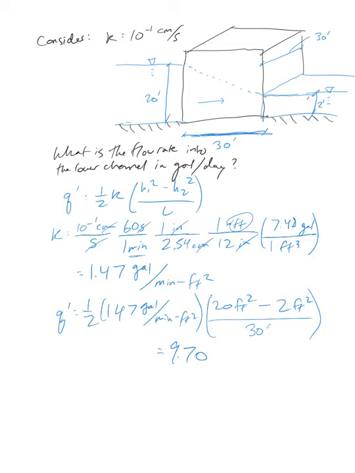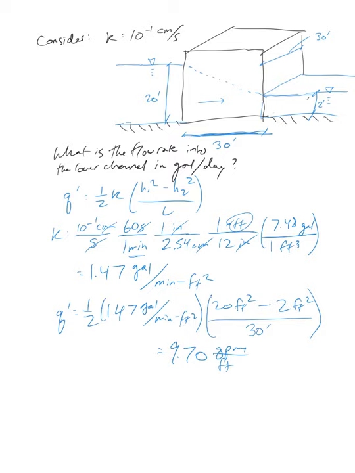and again, I'm just multiplying the whole thing on the right hand side. I have foot squared divided by feet, so it's just a feet, and I multiply that by this 1.47 gallons per minute foot squared, so I get gallons. I'm going to write it like this: gallons per minute per foot.